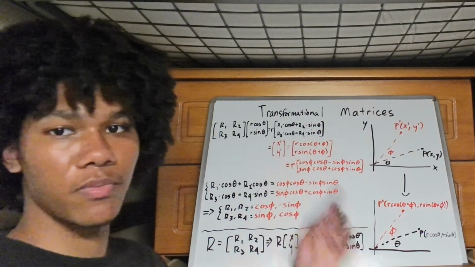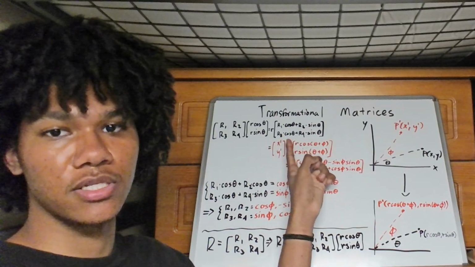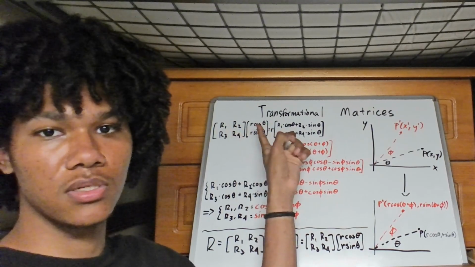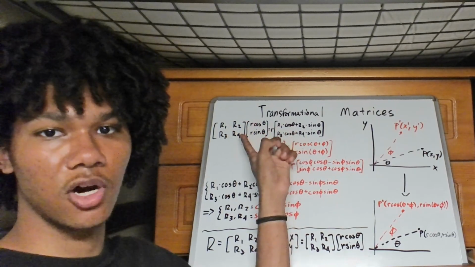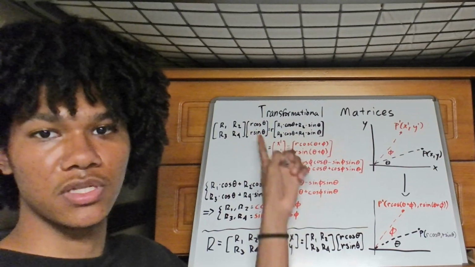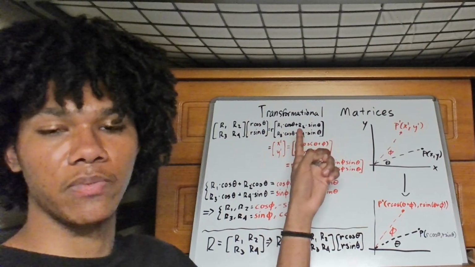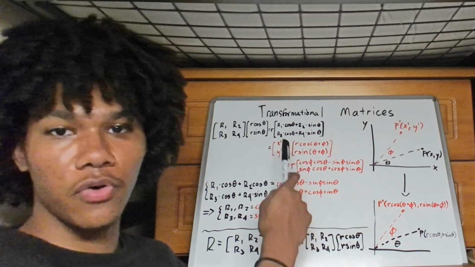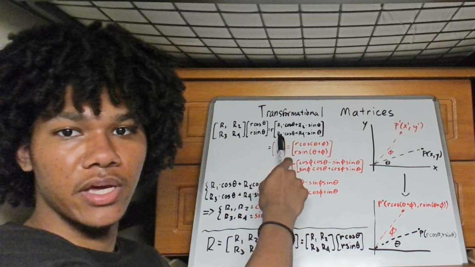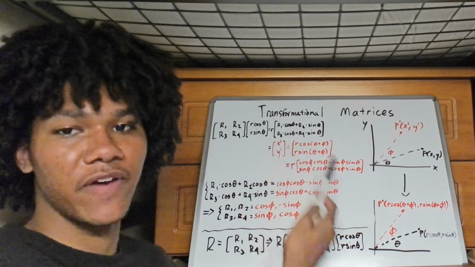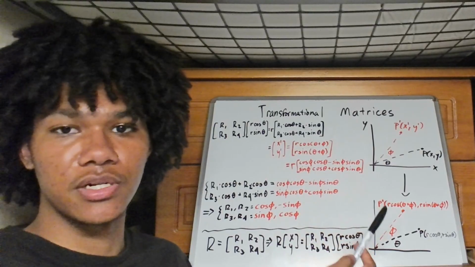And remember, the actual multiplication is the dot product. So we have R1 times this, R2 times that, R3 times this, R4 times that. And it results in this 2 by 1 matrix. Also note that I just factored out our r, which is our radius, and it shows up in all these terms, so I just factored it out to make the process easier.